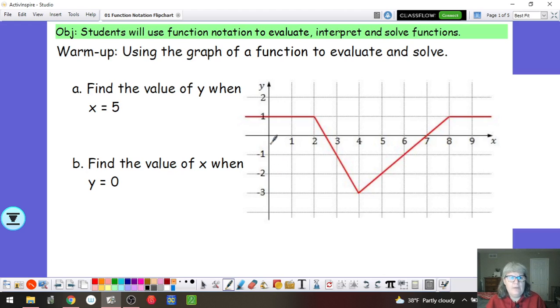So to start off with, we have this example. Find the value of y when x equals 5. What you want to do is look for where we have 5 on the x-axis. So here's 5 on the x-axis, and then you want to go to the point on the graph that corresponds to that x value, which is down here. And then if we go to the left and we read the value on the y-axis, we know that when x is 5, y will be -2.